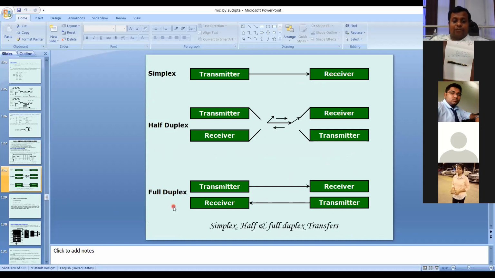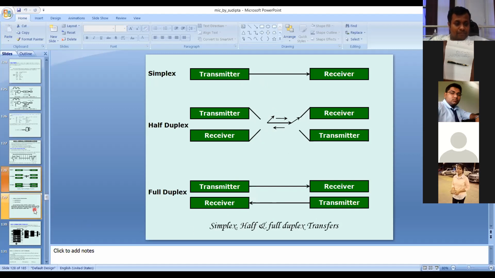Simplex, half duplex, and full duplex. I already explained: simplex means only a transmitter and only a receiver. The receiver cannot transmit the data. But in half duplex, transmit and receive can be done, but not at the same time, either transmit or receive, like a walkie-talkie with over and out. Full duplex is like a mobile phone, where transmission and reception are done at the same time.